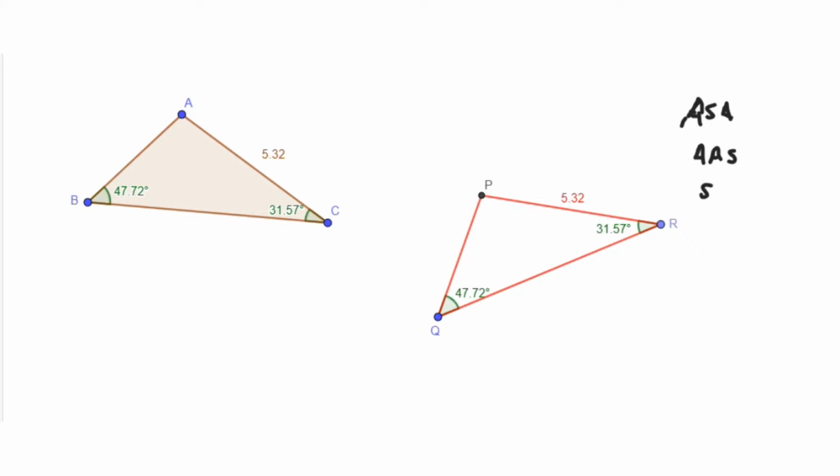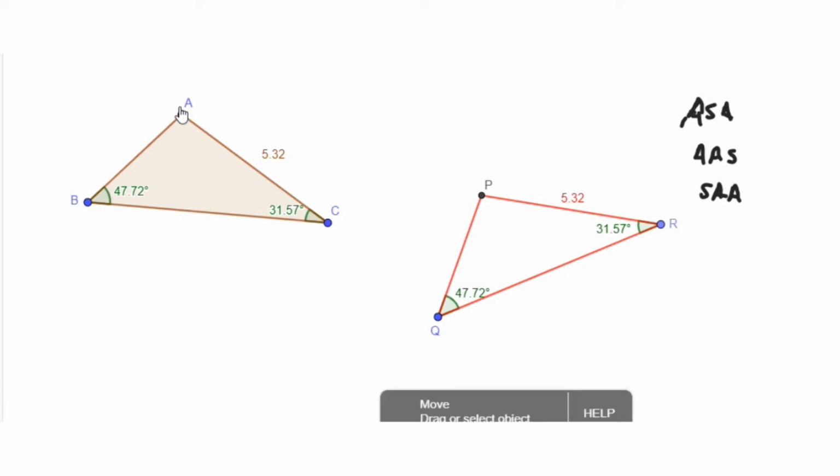Even if we have AAS or SAA, then also we can say that the triangles are equal or congruent. The side does not have to be the included side here. So here we have got two triangles in which one angle is 47.72 in both the triangles, the other angle is 31.57 in both the triangles. One side of both the triangles is 5.32 units, which is equal, but it is not the included side.